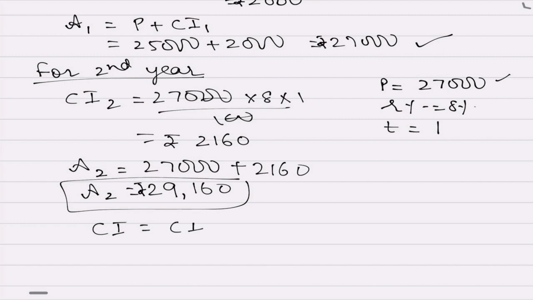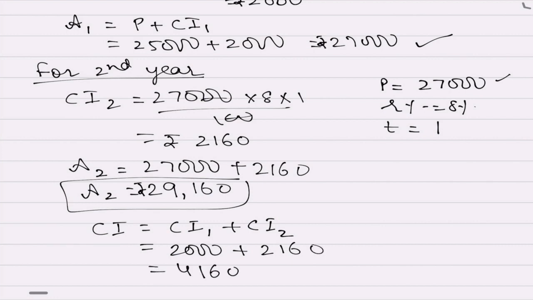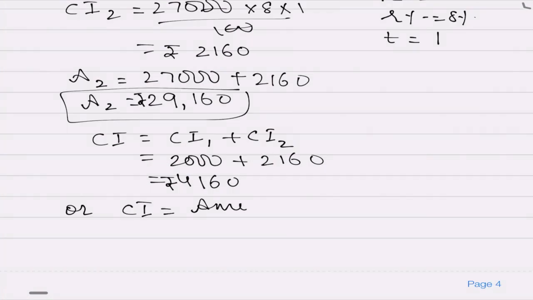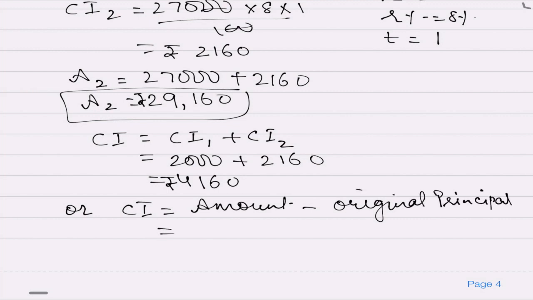So that is compound interest of first year plus compound interest of second year. First year interest was 2,000. Second year interest was 2,160. So this is 4,160 rupees. And another is the direct formula, amount of the final year minus original principal. Both the formulas will give you the same answer.